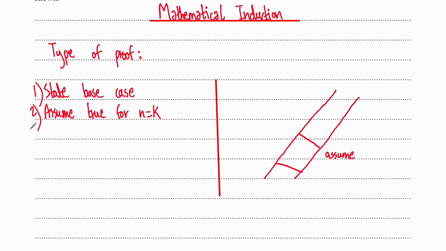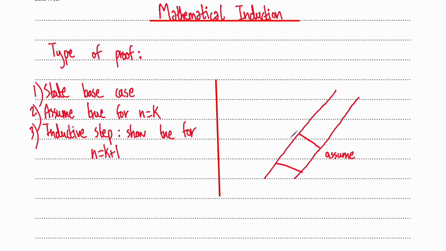Now this is the inductive step. It's called the inductive step, and it's the most important part. This is the whole point of induction. As you can see, it literally says inductive step. And what this says is, show true for n equals k plus 1.